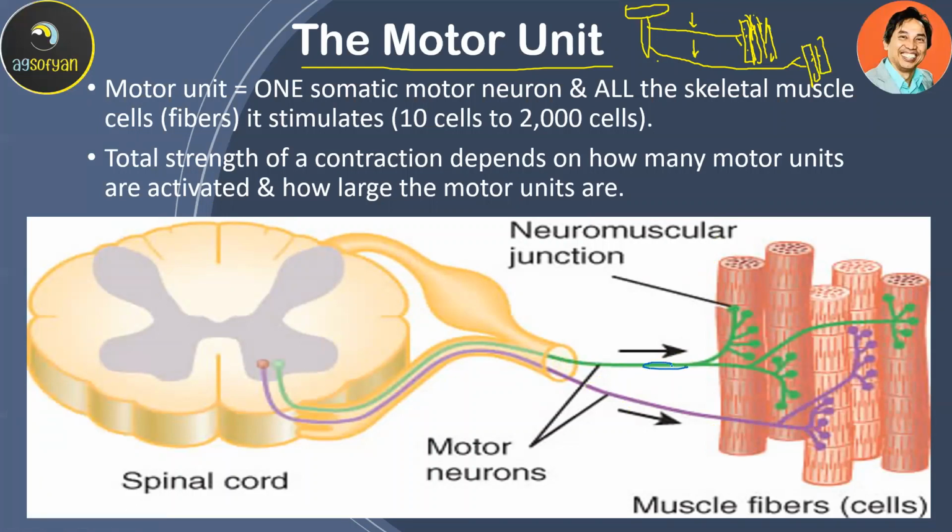So the first one over here, this motor neuron, innervates 1, 2, 3 muscle cells. This is one motor unit. This is another motor unit over here that only innervates 2 muscle cells. This is another motor unit. So there are 2 motor units in this picture. So again, one motor unit means one motor neuron that innervates a group of muscle cells. Okay, it could be 10, even sometimes 2,000 muscle cells in one unit.